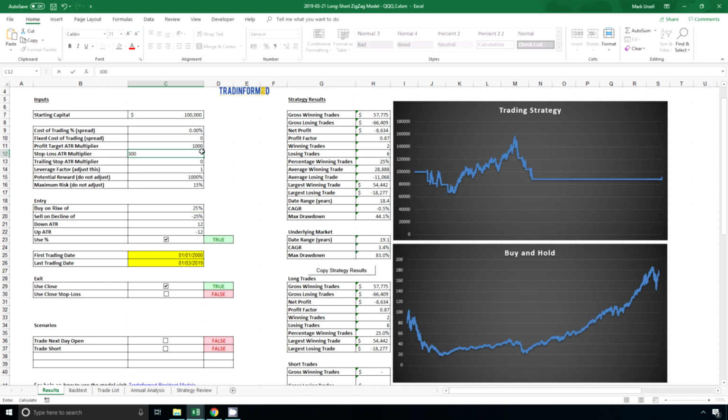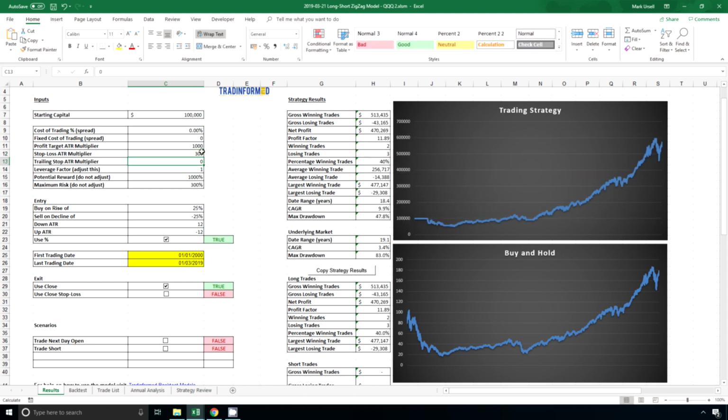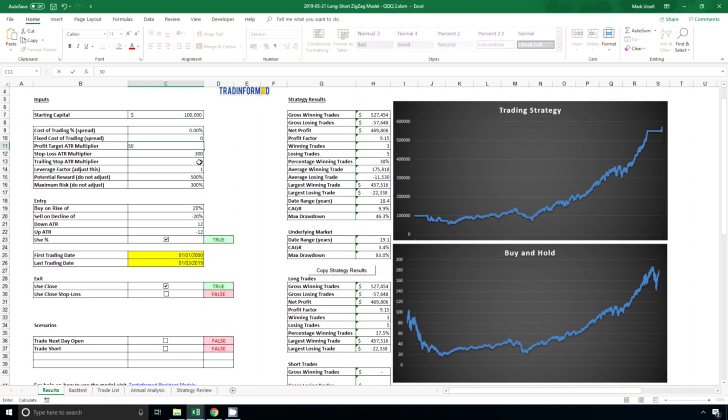Let's take out the stop loss. And we can see that we get some quite different results. As we've done before, I can have a look at different values of profit target. So I could set this to 500 times the ATR, which is obviously a rather large value, or 50 times the ATR, and we're going to get a different type of trading strategy.